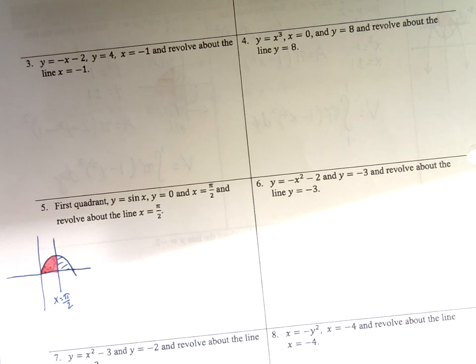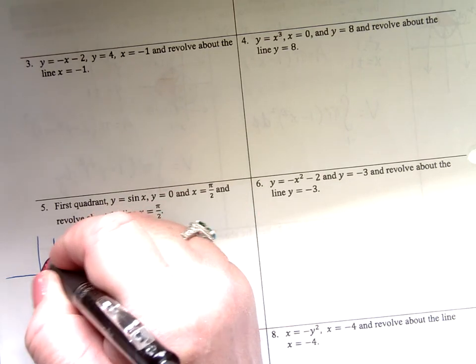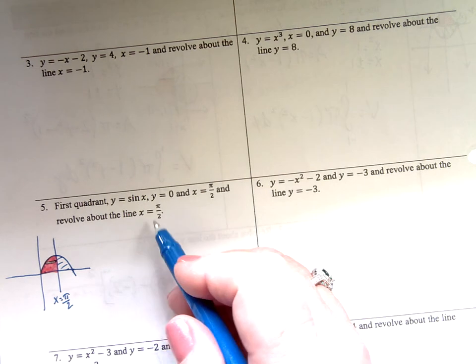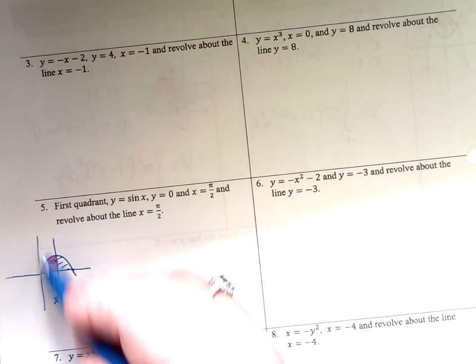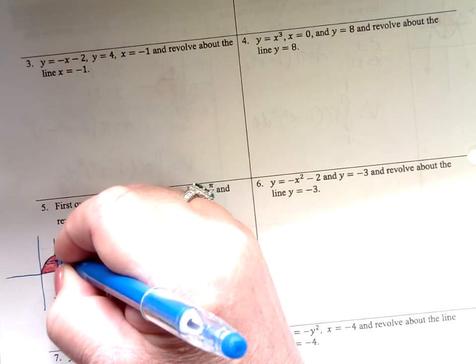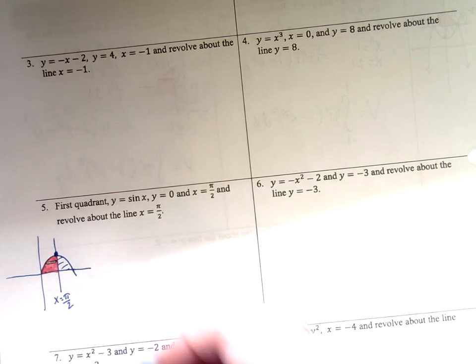Now, if I'm revolving around a vertical line, remember my representative rectangle has to be perpendicular to it. So my representative rectangle is this way, in that shaded region. Which means that I need my y values, right? Because I'm revolving around a vertical line just like the y-axis. It's going right to left, and I need to know what this y value is up here and what the bottom y value is down here.